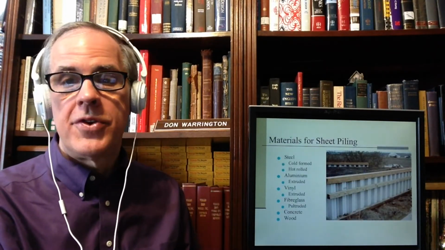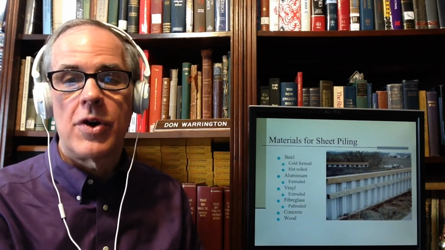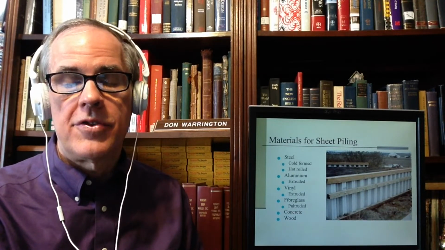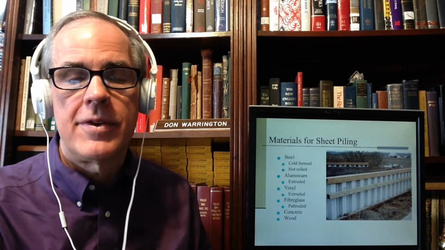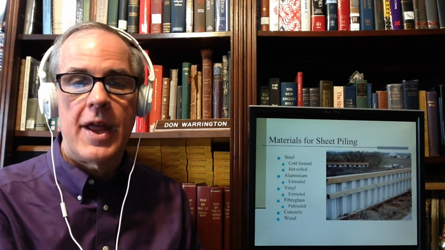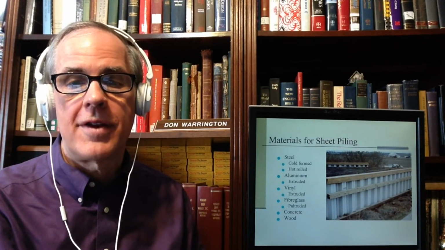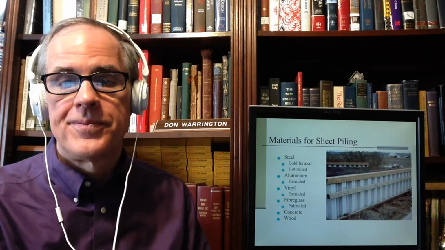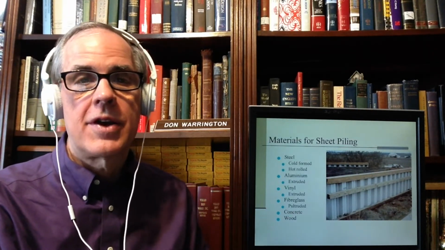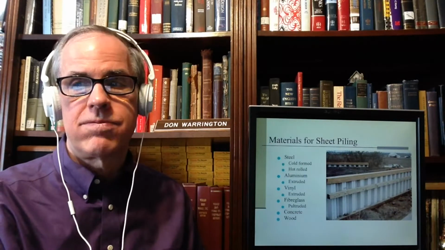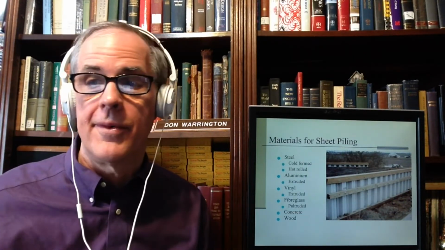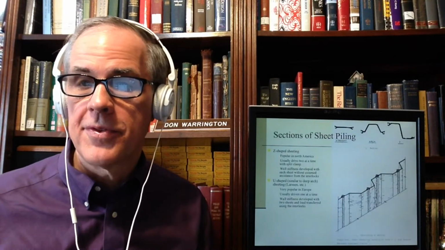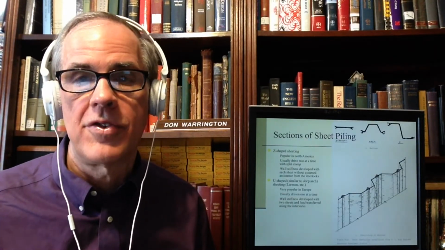Sheeting material can be cold or hot rolled in steel, and we'll get into more of that with foundations. It can be extruded out of aluminum, extruded out of vinyl, pultruded out of fiberglass. It can also be concrete and wood sheeting, which surprisingly has held on better than I thought it would. There are different types of sections, and we're going to talk about that in foundations too.